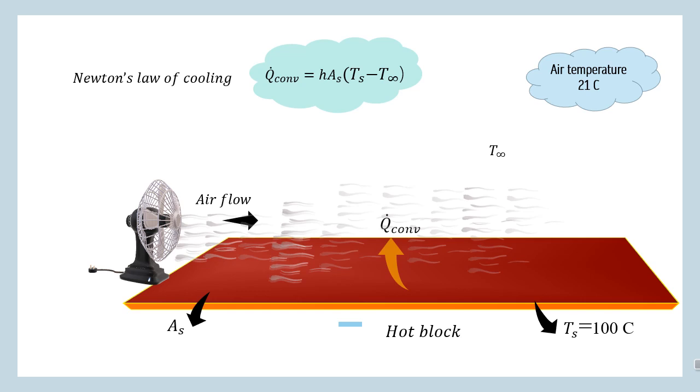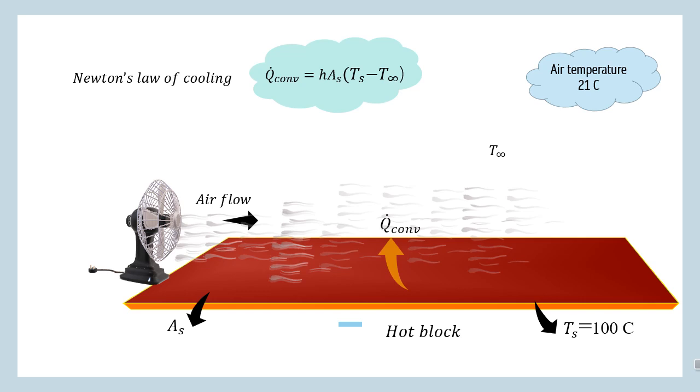A_s is the surface area facilitating convection heat transfer, T_s is the surface temperature, and T infinity is the temperature of the fluid sufficiently distant from the surface. It is important to note that at the surface, the fluid temperature equals the solid's surface temperature.